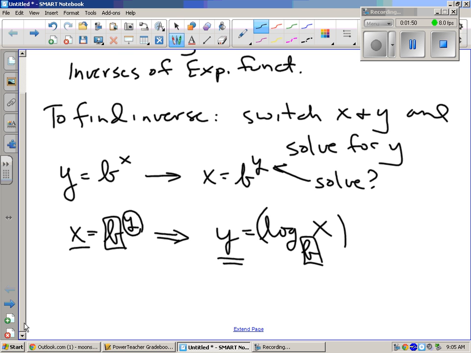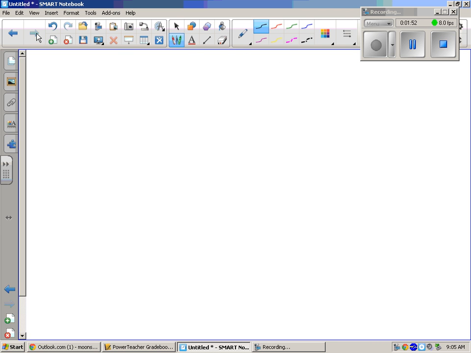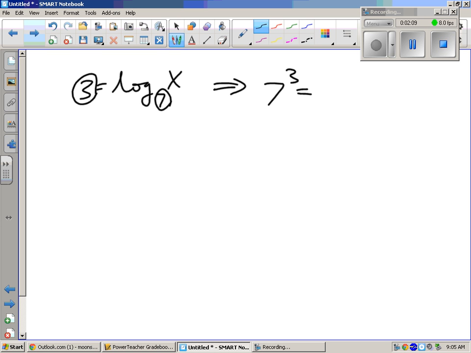Okay, so let's try a couple of these. Let's say I have 3 equals log base 7 of x. So the equivalent of that is we take the base and then we set it to this exponent, and then this becomes our isolated part. So this can be any letter, X or Y or Z or A, anything, but that's how you would set it up. And then you can figure out what 7 to the third is.